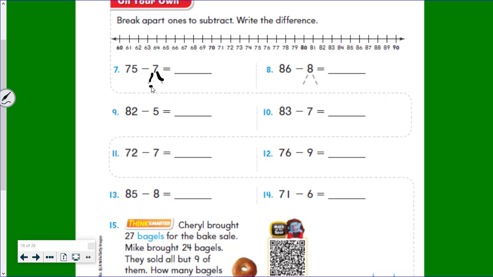So 5, and then 5 plus 2 equals 7, and then 8, so we got to put, let's see, 6, and then 6 plus 2 equals 8, and then this one, let's see, 2, and then 2 plus 3 equals 5, and then this one we're going to put a 3, and then 3 plus 4 equals 7.